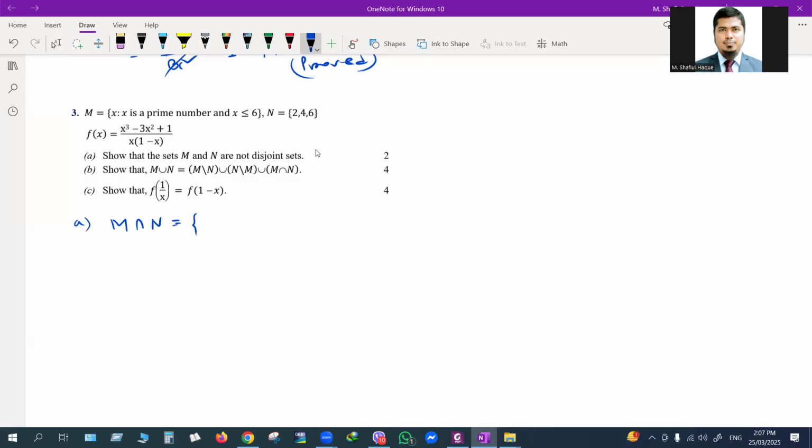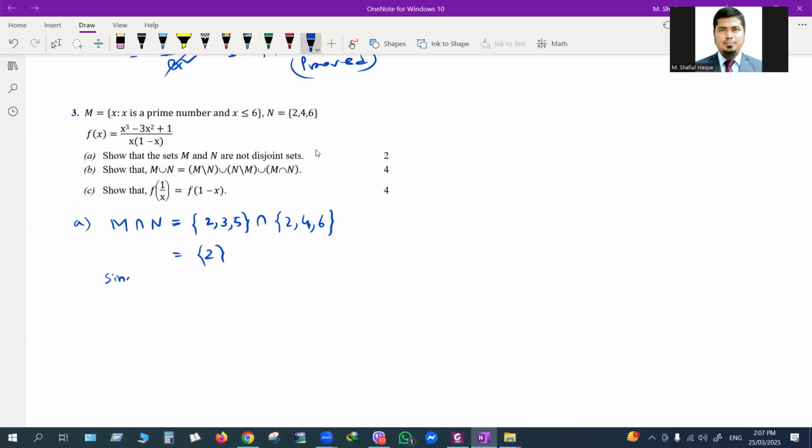M means the prime numbers that are less than or equal to 6. So 2, 3, and 5, and N is 2, 4, 6. This is directly given in the question. So 2 is common; 3, 5, 4, 6 are not common. So one element is common.